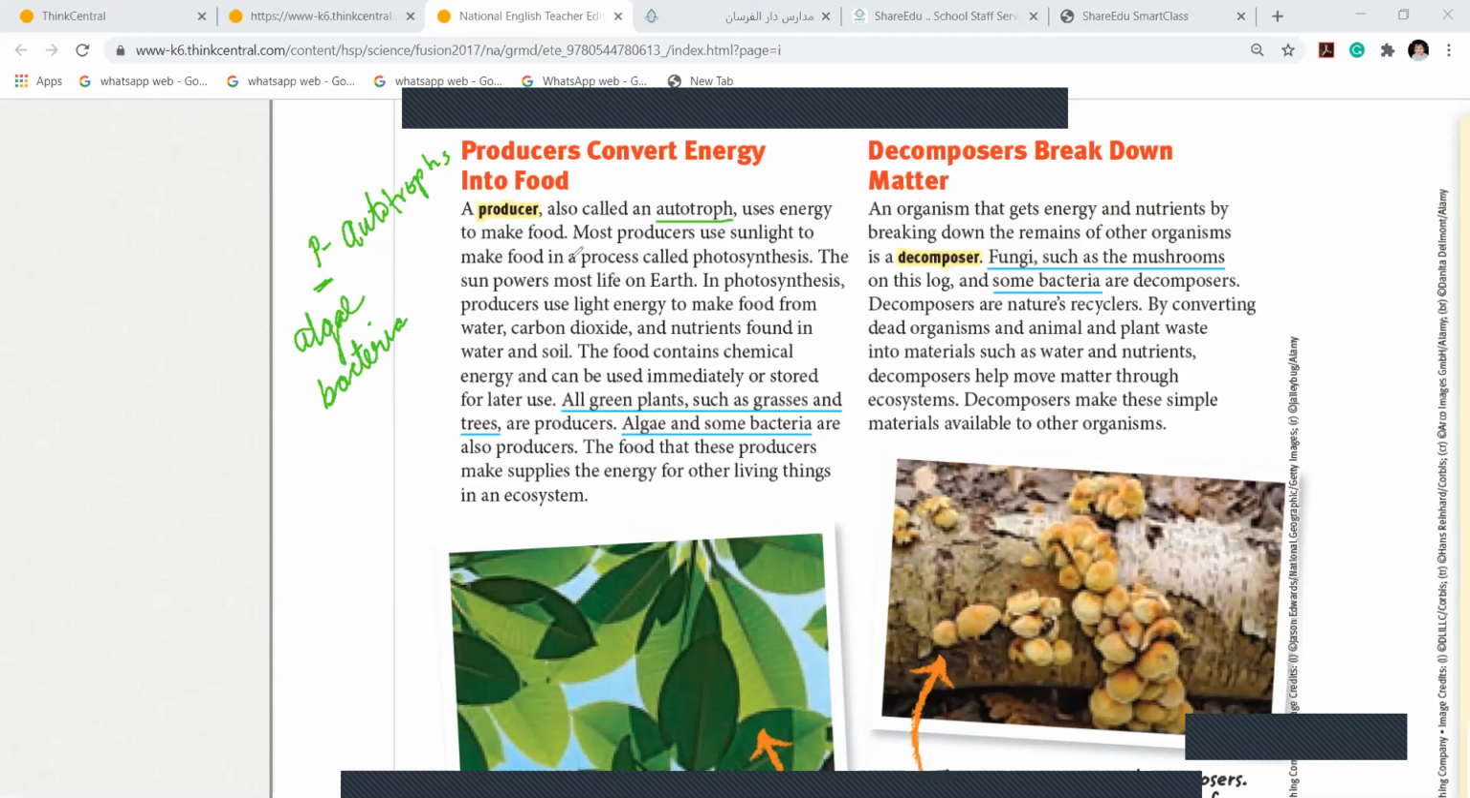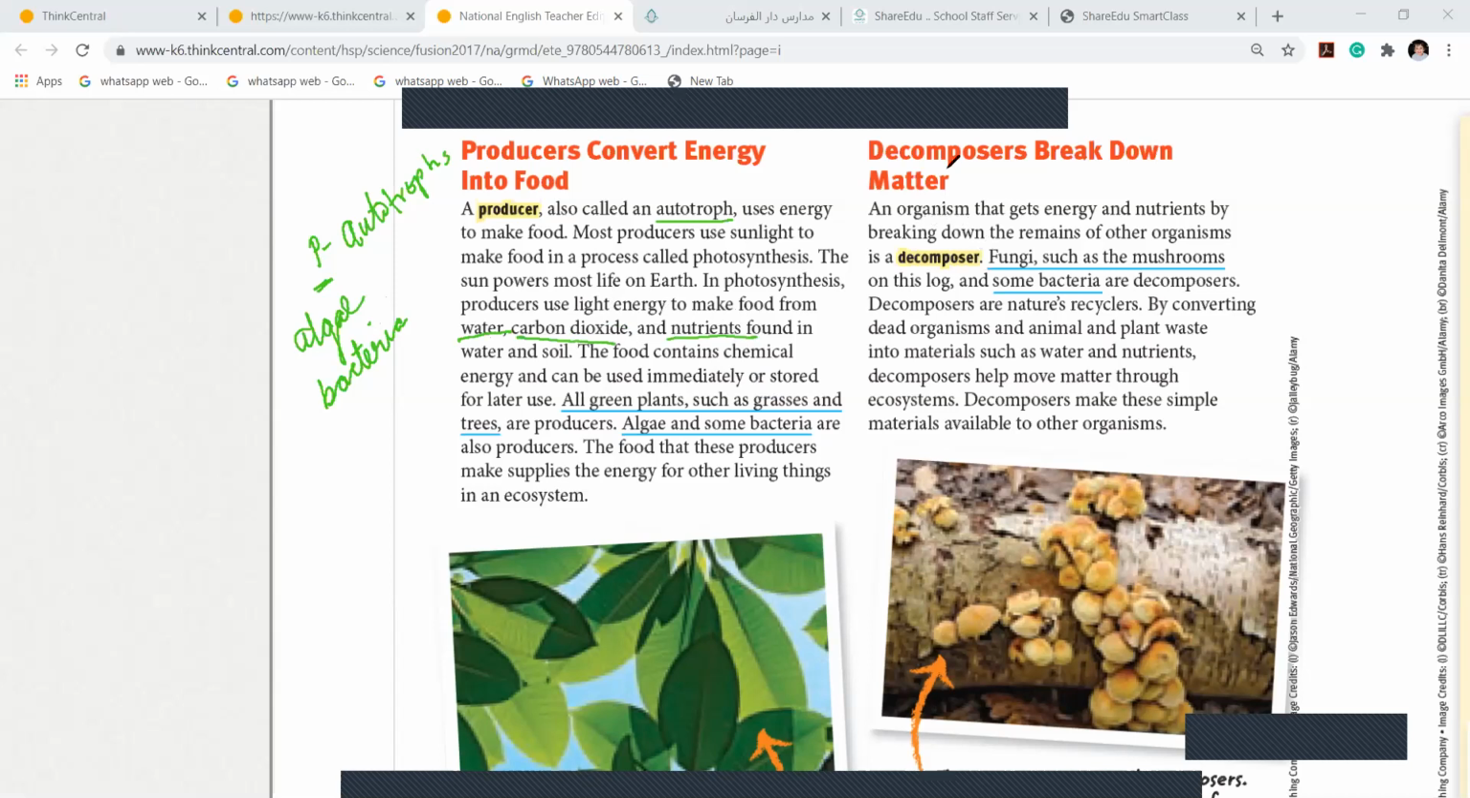Here, what you need to remember for producers: they are also called autotrophs. Examples are plants, algae, and bacteria. The producers use light energy to make food from water, from carbon dioxide, and nutrients.